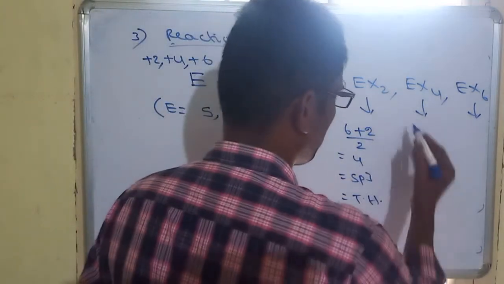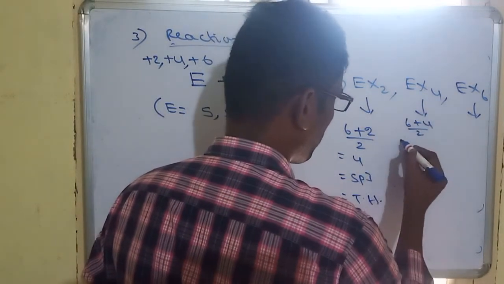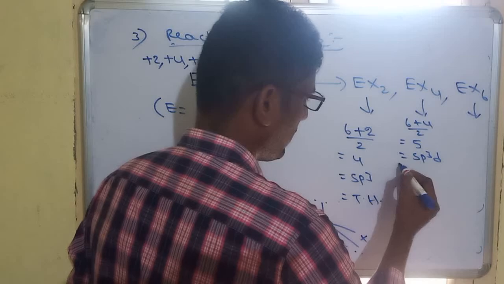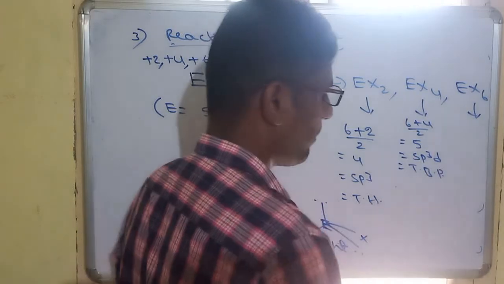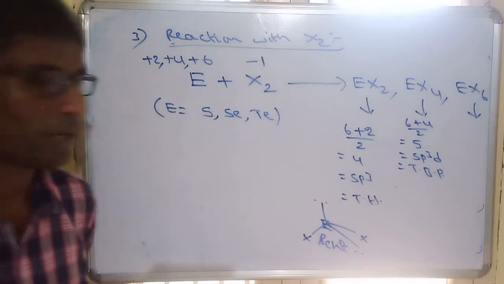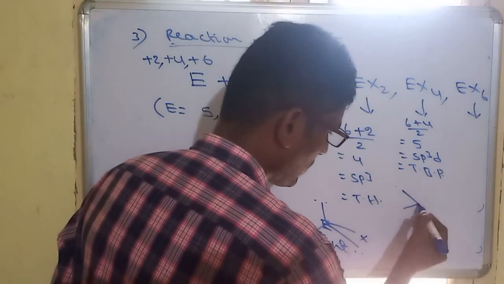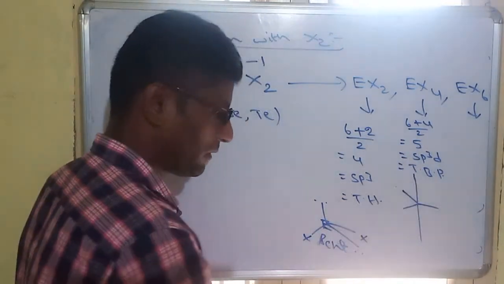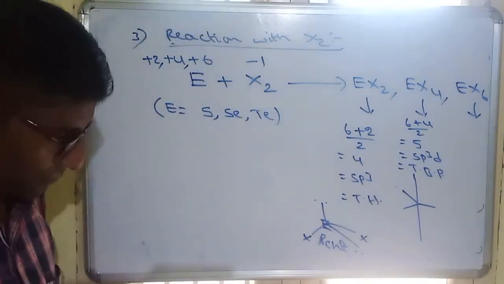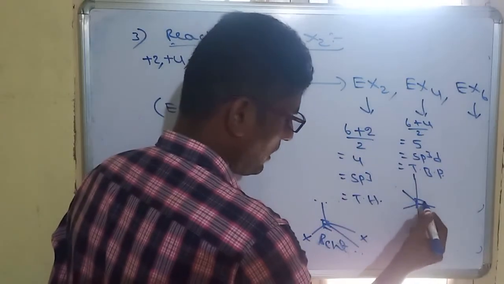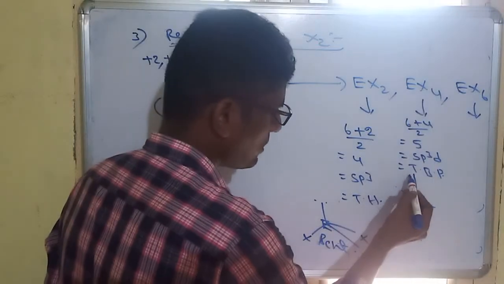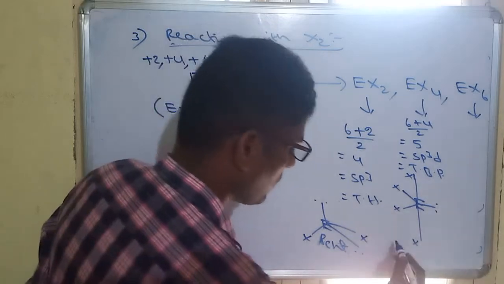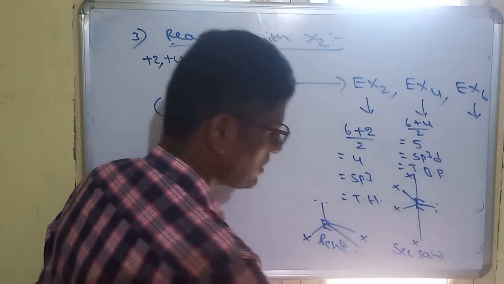Similarly, tetrahalides: 6 plus 4 by 2, that is 5. That means sp3d, trigonal bipyramidal. sp3d means trigonal bipyramidal. It has 3 equatorial bonds, 2 axial bonds. Axial bonds are lengthier, equatorial bonds are shorter. So here the central atom will be E and there are 4 halogens, 1, 2, 3, 4. One equatorial position will be a lone pair. The shape is called seesaw shape.